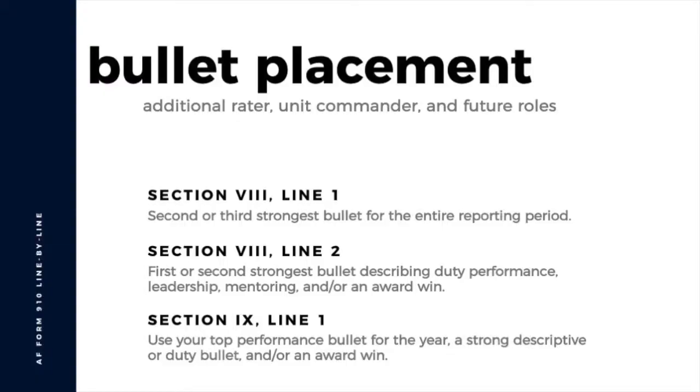So then you look at the bullet placement. Here in section 8, line 1, you may have the second or third strongest bullet for the entire reporting period. Maybe in line 2, with the additional rater, you want the first or second strongest bullet. You can use a leadership, mentoring, or some type of award win in there as well. And then with the unit commander, you can use your very top performance bullet for the year, a strong descriptive bullet, or duty bullet, or an award win as well. And so it's all depending on what you would like to do.